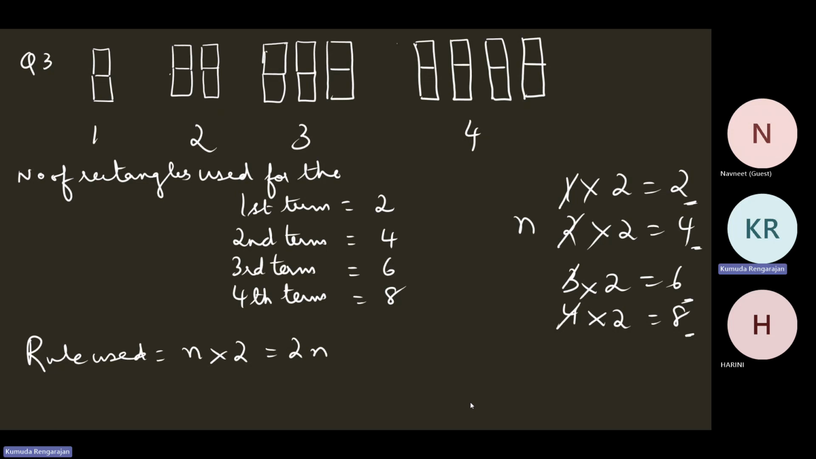So you understand this is rough work, children. If you want to write this, you write it in the rough column. This is all rough work.